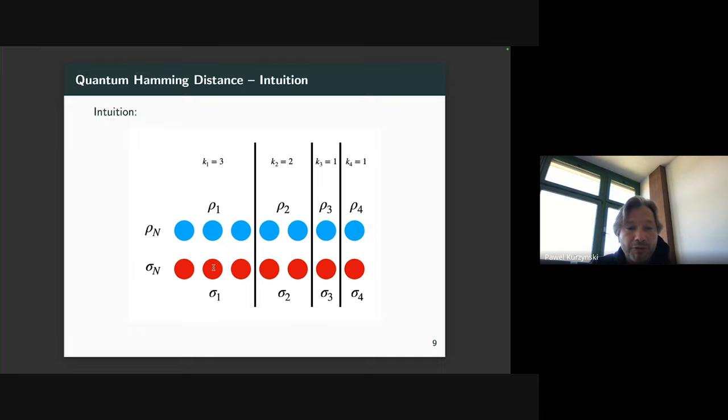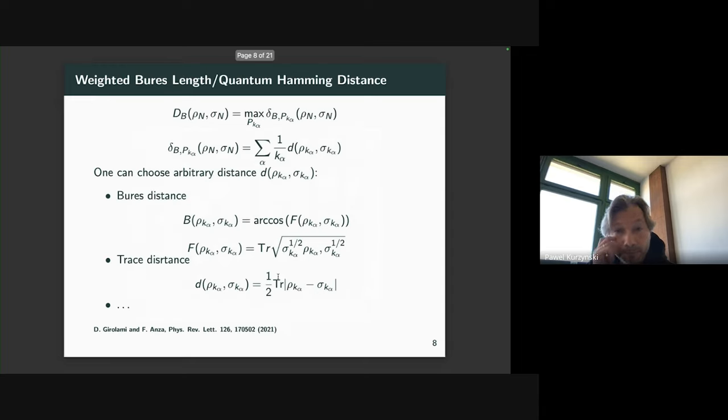Okay, so you calculate this distance between rho one and sigma one. You calculate another distance between rho two and sigma two, same for rho three, sigma three, rho four, sigma four, and so on. So you consider all possible partitions, you consider all possible distances, and then you sum up all these distances over all parts, and moreover, you weight them. This is this weighting factor, where k alpha is basically the number of elements in a partition.